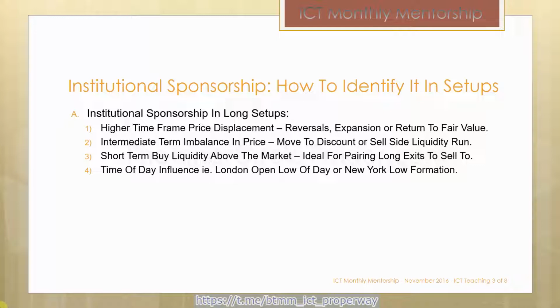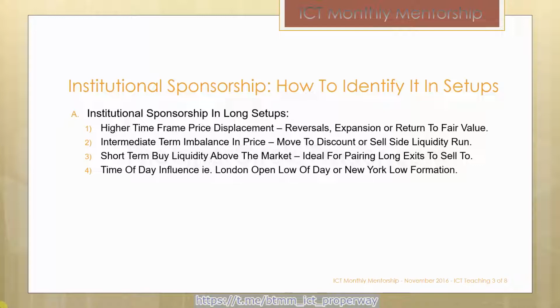Now, it's important to understand that number 1 and number 2 are the criteria, what sets up the expectation for institutional sponsorship. Then we see the actual institutional sponsorship come in by way of attacking the marketplace for the buy side liquidity that would be resting above the marketplace. In other words, we have buy stops typically above old highs when we're short.